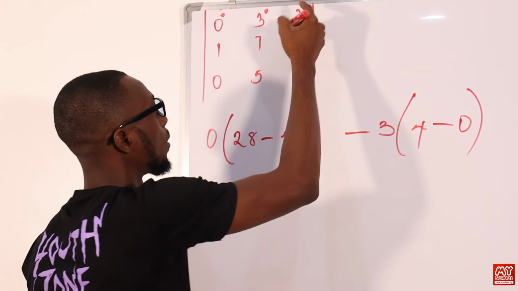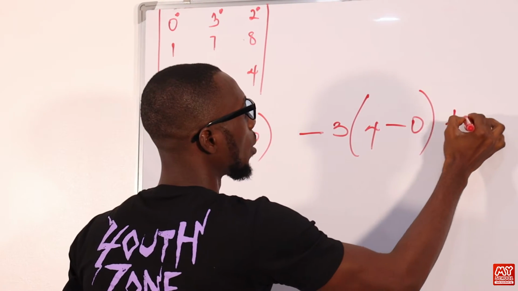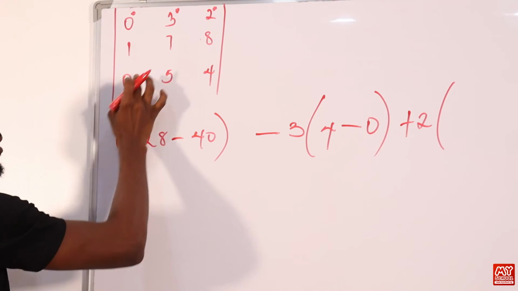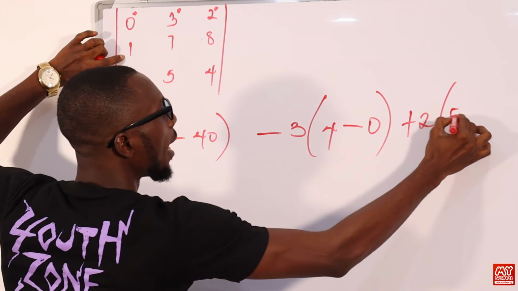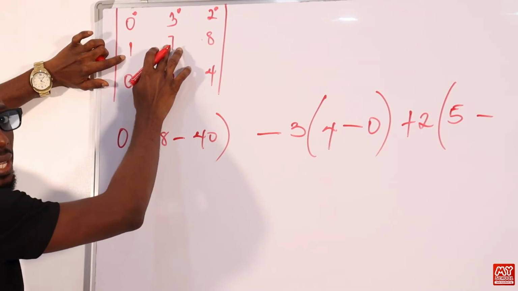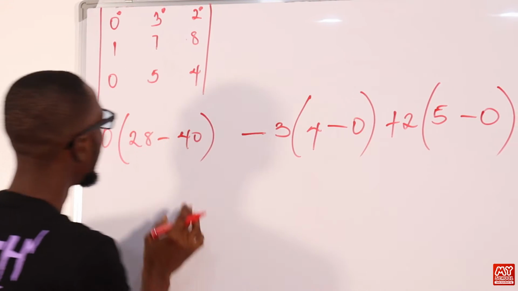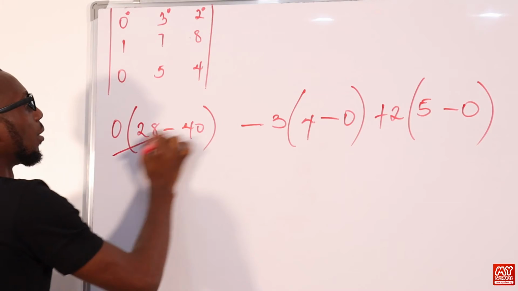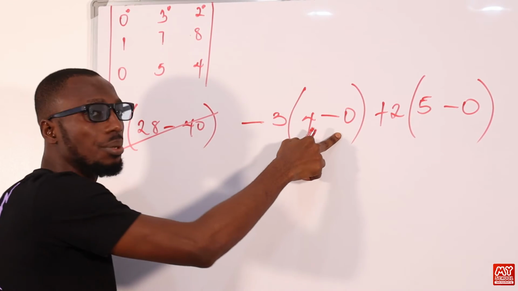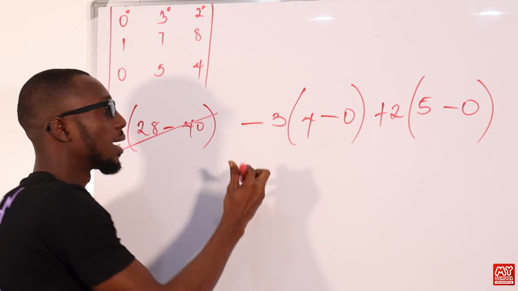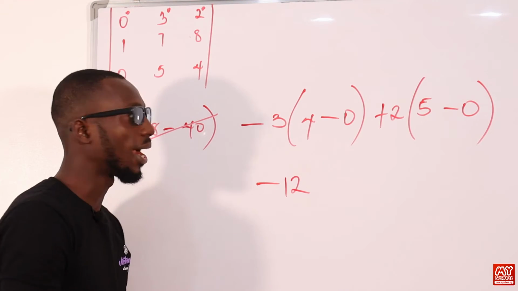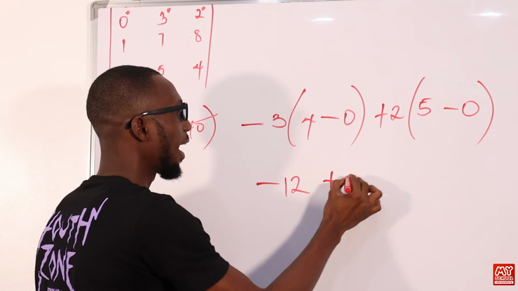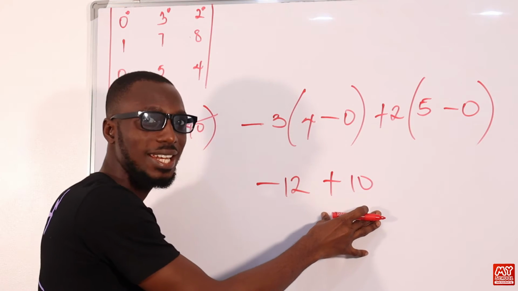Then for this column now, that means plus 2 into brackets. All of these are covered. We are dealing with this. 1 times 5, we have 5, minus 0 times 7, that is 0. No matter what happens here, any value multiplied by 0 is 0, so this is gone. So we have 4 minus 0, that is 4. 4 times minus 3 is minus 12. Then 5 minus 0, that is 5, times 2, that is 10. So minus 12 plus 10, that is minus 2.